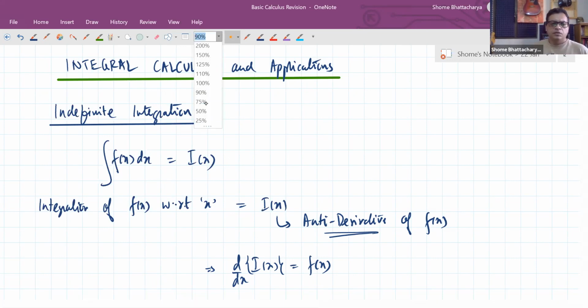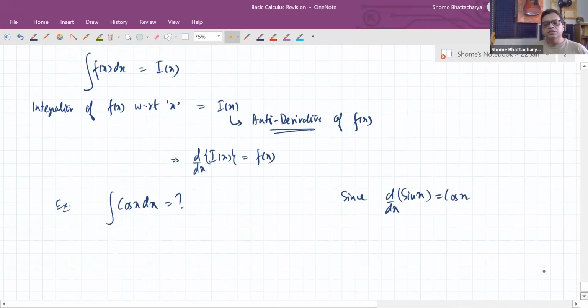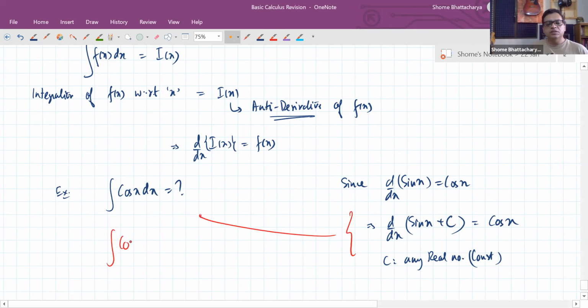pretty simple. So let's look at a simple example if we were integrating, for example, cos x. Now we know that the differentiation of sin x is equal to cos x. Okay. So that also tells us that the differentiation of sin x plus any arbitrary constant, c is any real number constant, this will also give us cos x, because differentiation of a constant is 0. So this information now tells us that, okay, the antiderivative of cos x should be given by a general function sin x plus c.